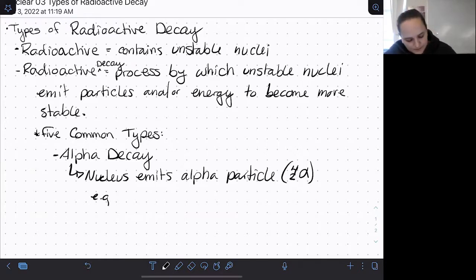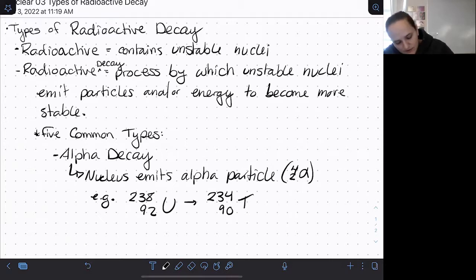So an example of this is uranium-238 undergoes alpha decay to become thorium-234. So we can see that the atomic number is going down by 4, or sorry, the atomic mass is going down by 4, the atomic number is going down by 2, and our alpha particle is spit out as a separate product. So alpha particles are the largest particle that will be ejected from the nucleus.